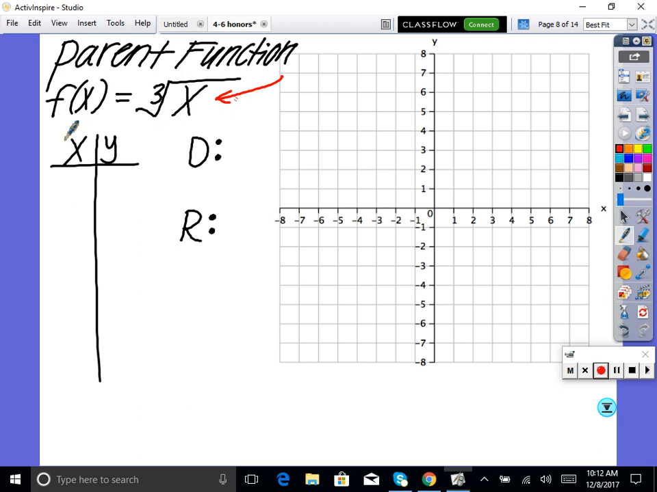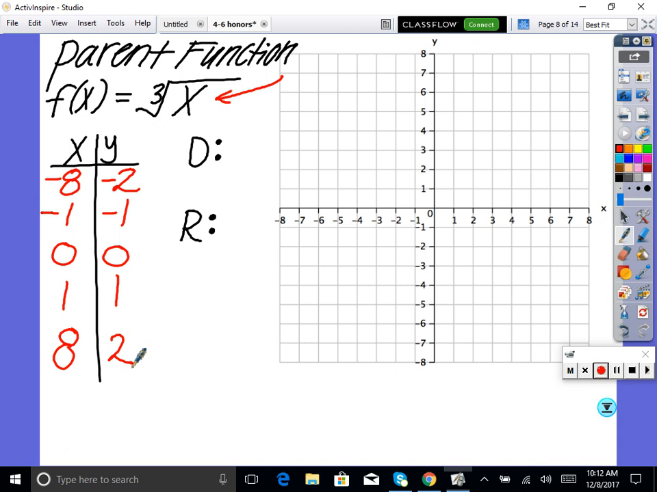Yeah. So with the parent function, the non-shifted function here, let's plot pretty points. What's a pretty point? 1. -8? Let's go in order. We've got to have more than 1 point. So -8, -1, 0, 1, 8. I picked those because then they come out to be whole numbers. Cube root of -8 is -2. Cube root of -1 is -1. Cube root of 0 is 0. Cube root of 1 is 1. Cube root of 8 is 2.